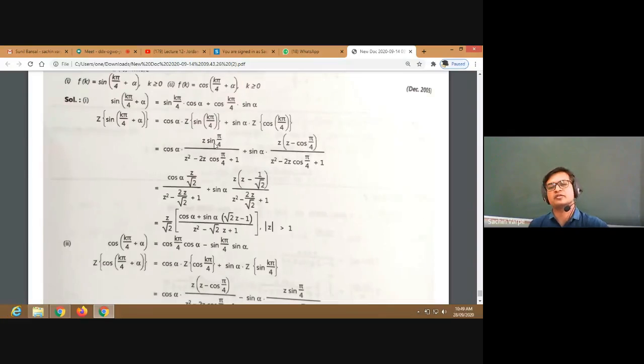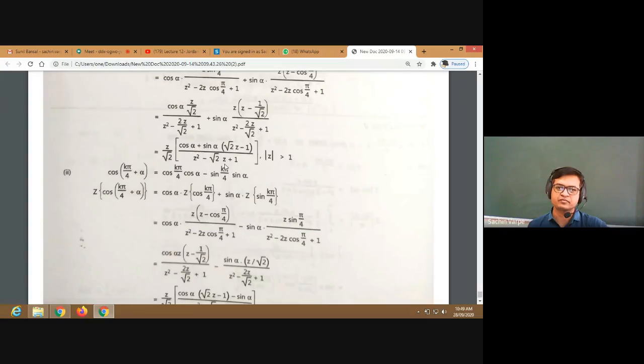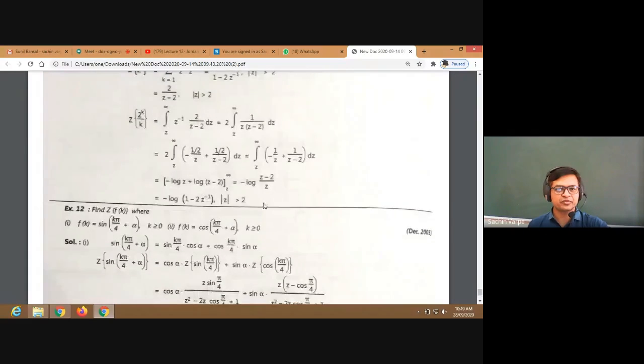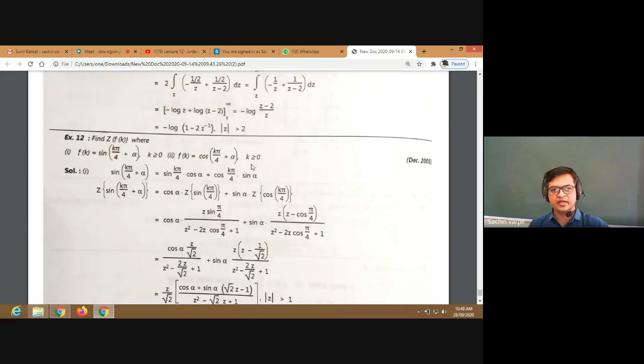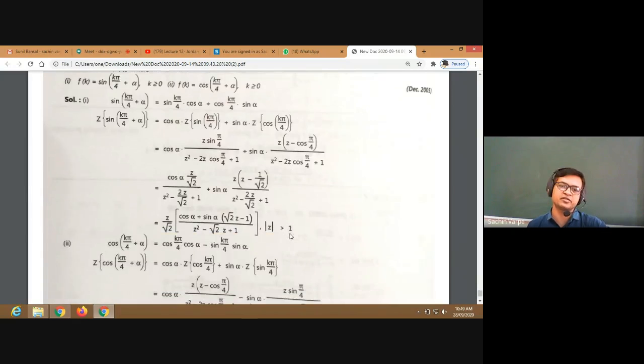Okay, sorry. Sin pi by 4 is 1 by root 2, so that will be z by root 2 only. That is okay. I hope it is clear to all. If any doubt, please ask. These are very, very important and very easy examples. It has equal importance in competitive examinations because it is completely formula based.